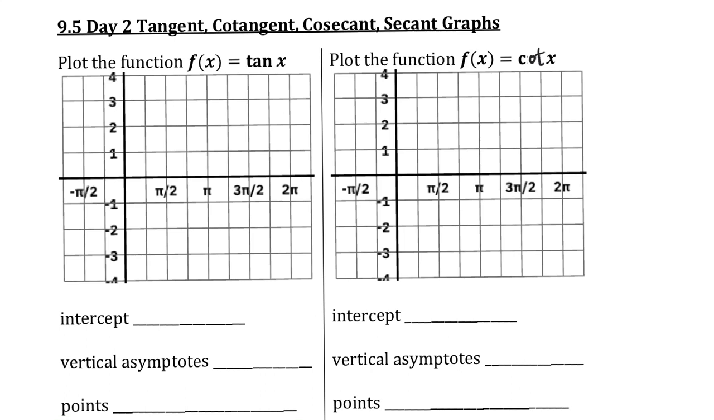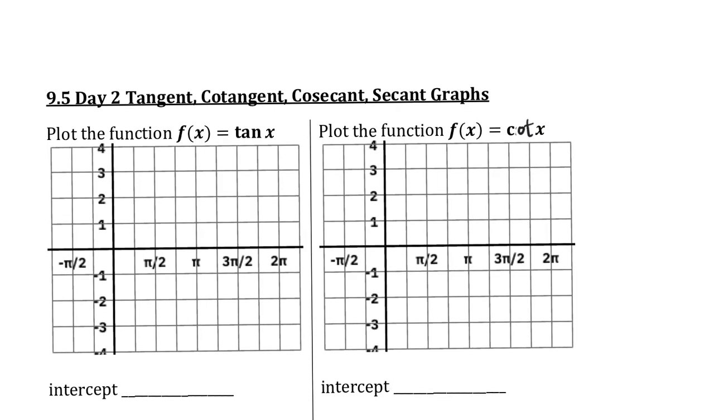Okay, 9.5, day 2. We're going to regraph tangent, just to remind you, but then we're also going to graph cotangent, cosecant, and secant. Now I'm going to use the four corners of the circle as a starting point for my graph. This is (1, 0), (0, 1), (-1, 0), (0, -1).